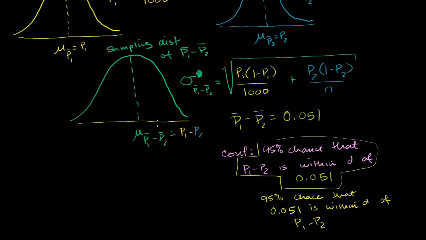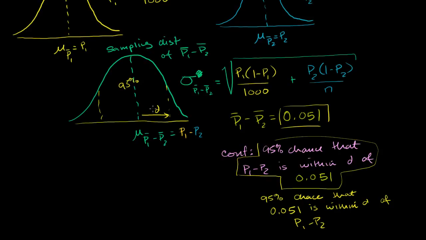So we need to figure out some distance around this mean where if we take a random sample from this distribution, it has a 95% chance of being within d of this mean. Because if it's within d of the mean, then there's also a 95% chance that the mean is within d of our sample. And then we'll have our confidence interval. Our confidence interval will be this value plus d, and this value minus d.